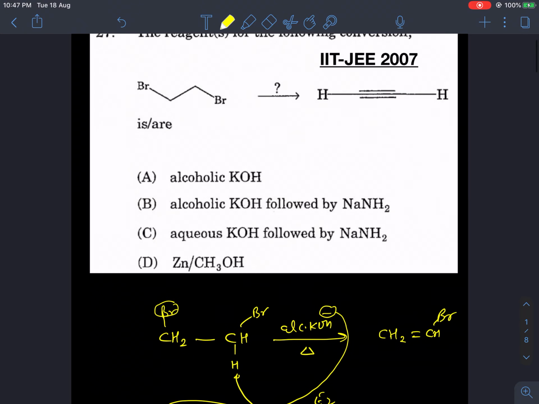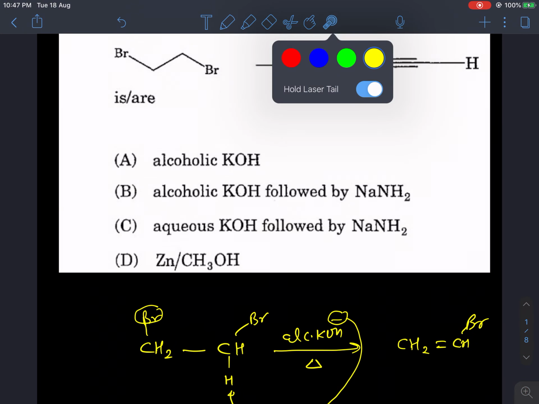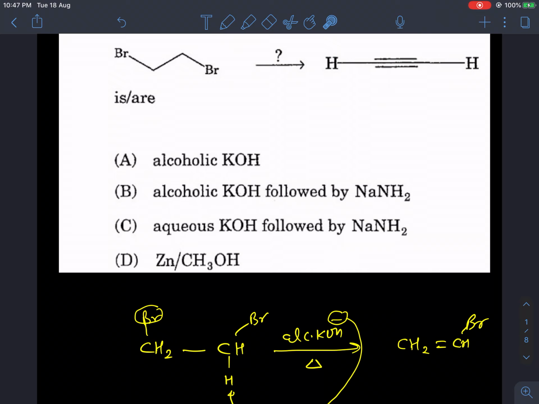So the correct answer in this particular question will be alcoholic KOH followed by NaNH2. Alcoholic KOH alone will not be sufficient for alkyne conversion. Till alkene it is okay. And aqueous KOH, as I told you, will convert this Br into OH. And zinc and methanol is a reducing agent. It will remove the Br and simply make it an alkane there.